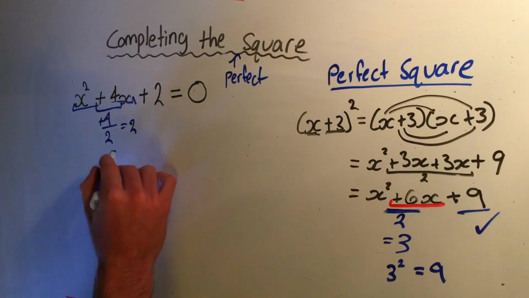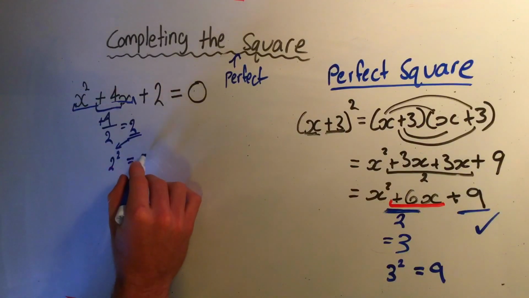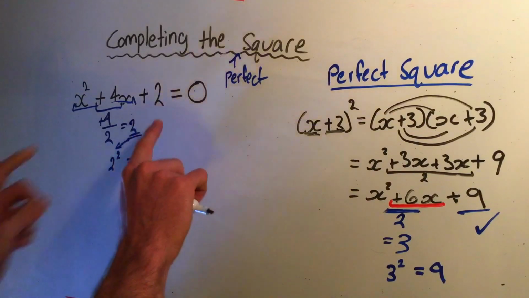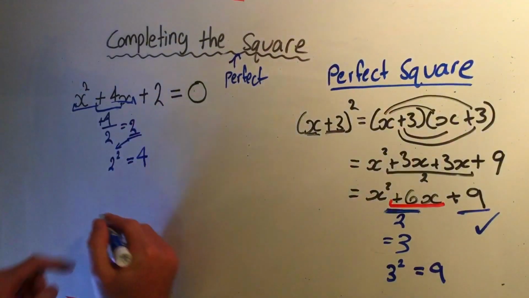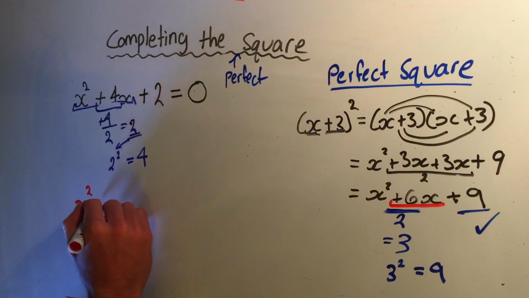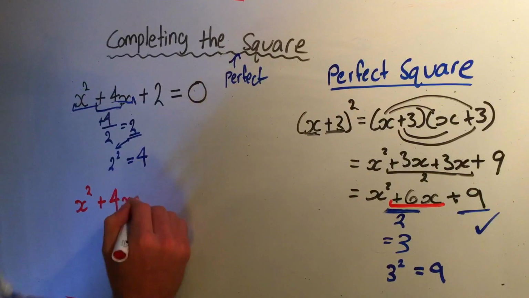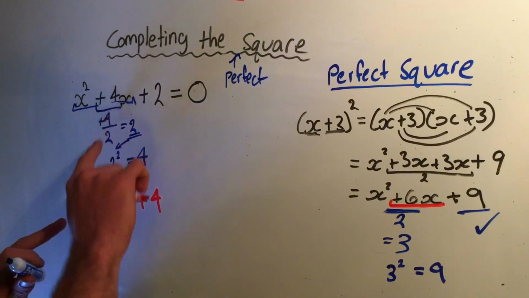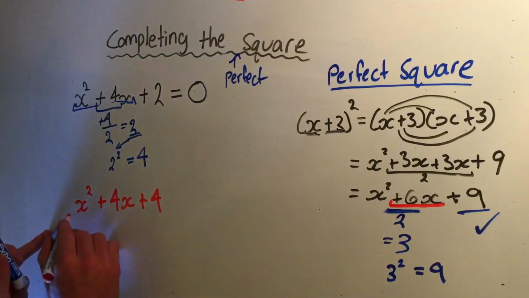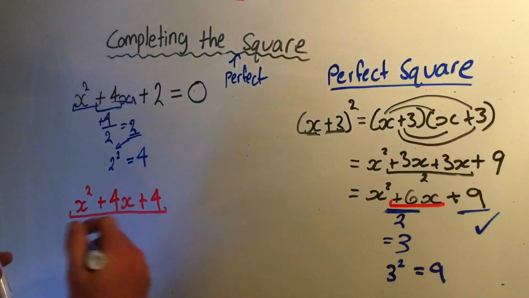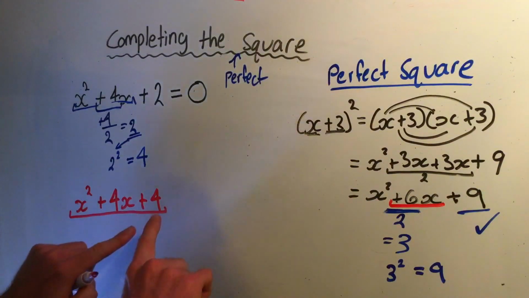And 2 squared, I'm getting this number here, goes down here. I'm squaring it, and it equals 4. That number is not 4. Therefore, I need to put 4 into our quadratic. Okay, so what I'm going to do is write x squared plus 4x plus 4, because I know that if half of that number squared is 4, if I add that in, this is a perfect square, as we saw here.